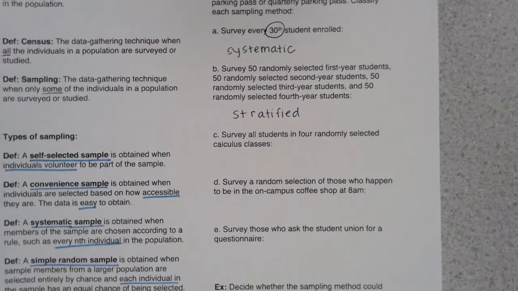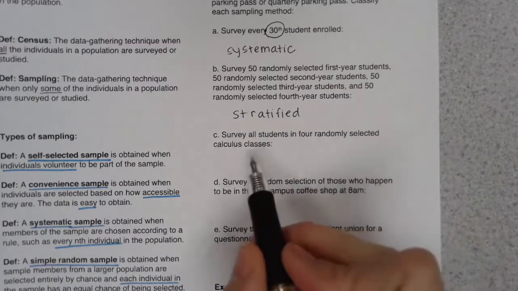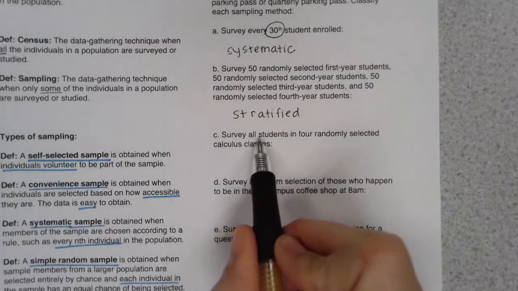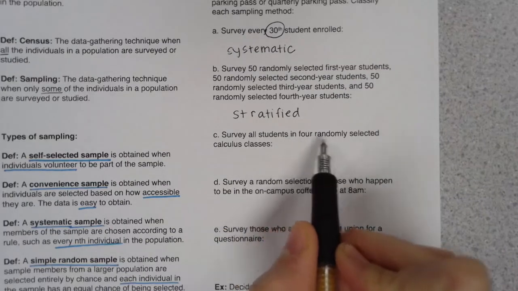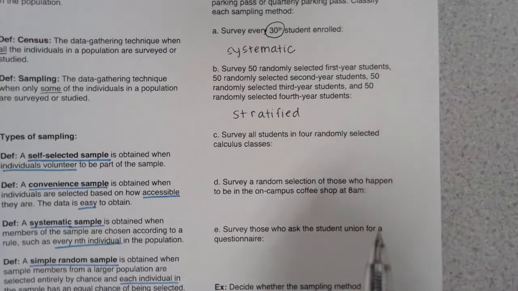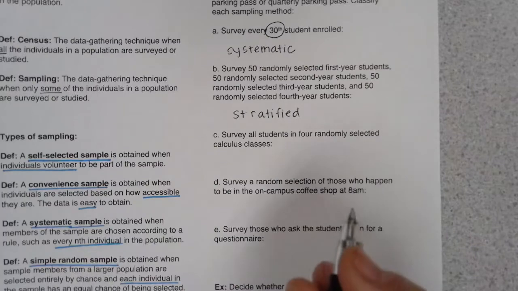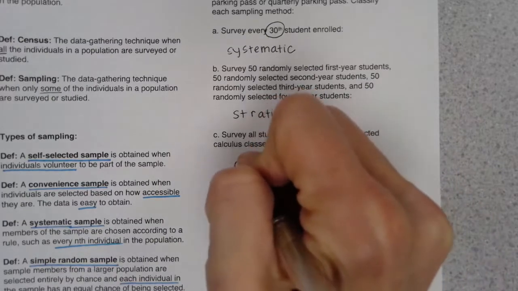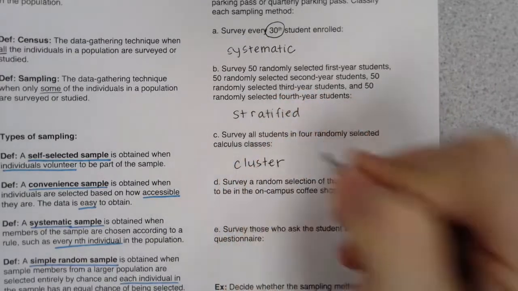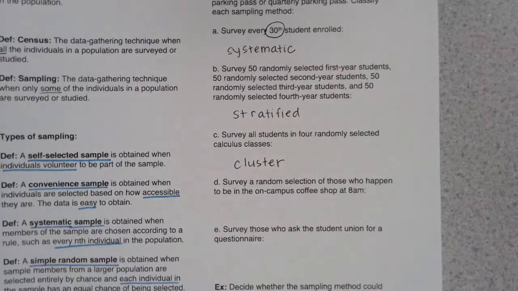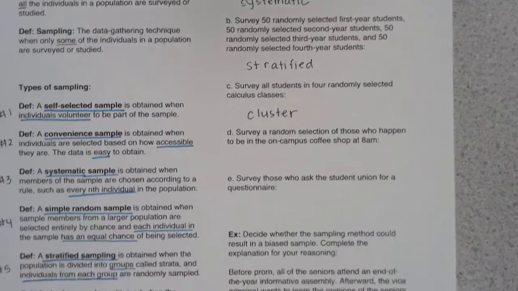In question C, you're dividing the students up into classes, and then you're surveying all of the students in 4 of the calculus classes. So not all of the calculus classes, not all of the classes on campus, just in 4 of the calculus classes. And so that one's going to be a cluster sample because you're not surveying people from each one of the groups that the school would be broken into.